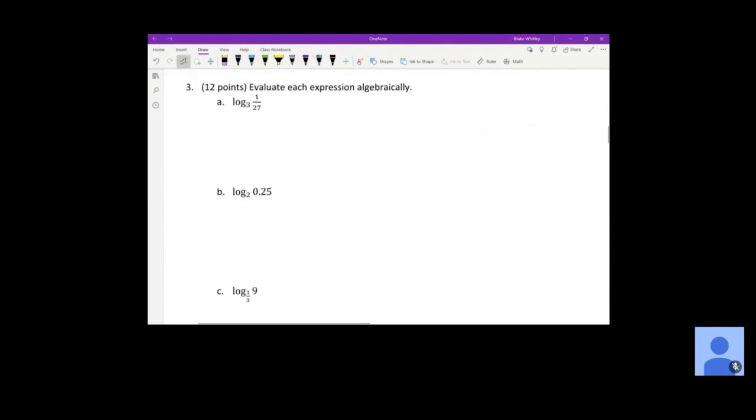All right, so we want to solve each one of these algebraically. I know that a lot of calculators will do these, right? You can actually put a base 3 log of 1/27th in there. But I want to go through all the steps here to think about how we could rewrite this, how we could actually solve this by hand. So that's what I'm going to want to actually see here.